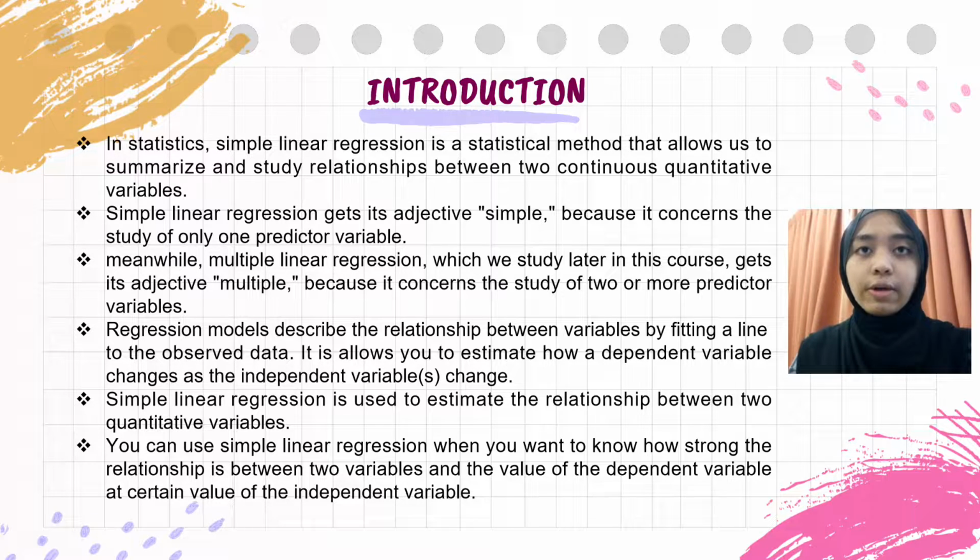Regression models describe the relationship between variables by fitting a line to the observed data. It allows you to estimate how a dependent variable changes as the independent variables change. Simple linear regression is used to estimate the relationship between two quantitative variables. You can use simple linear regression when you want to know how strong the relationship is between two variables and the value of the dependent variable at a certain value of the independent variable.